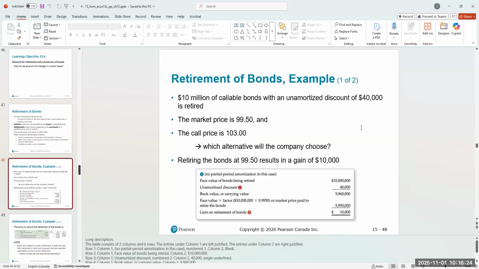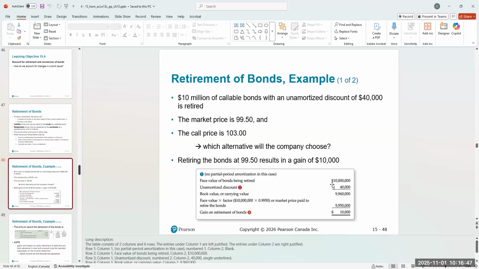So here the question is which option the company is going to choose. Obviously, the company is going to choose the cheapest option, which will be to use the market price. If we go on the callable price, we have to pay more. Now, if we go with the market price, what do we have to do?